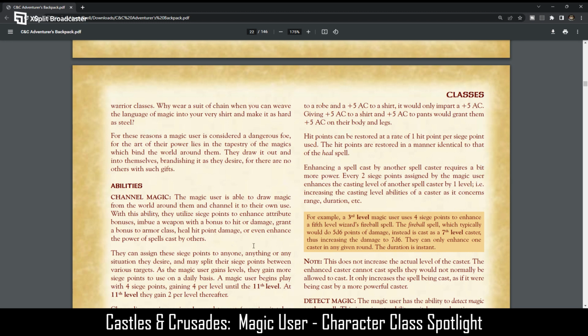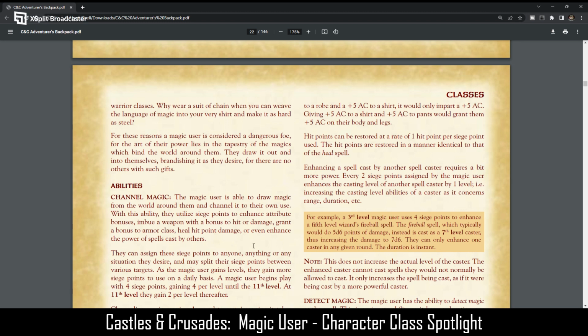Hit points can be restored at a rate of 1 hit point per siege point used. The hit points are restored in a manner identical to a heal spell. Enhancing a spell cast by another spellcaster requires a bit more power. Every 2 siege points assigned by a magic user enhances the casting level of another spellcaster by 1 level, increasing the casting level abilities of the caster as it concerns range, duration, and so on.